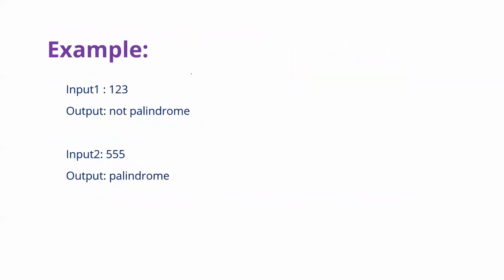Observe the examples. 123 is not a palindrome, because if you reverse you get 321, but the original number is 123. Both are not same. But 555, when you reverse you will get the same number, so that's why this is a palindrome number. Okay, I hope the concept is clear for everyone. Let me do the coding part for this.